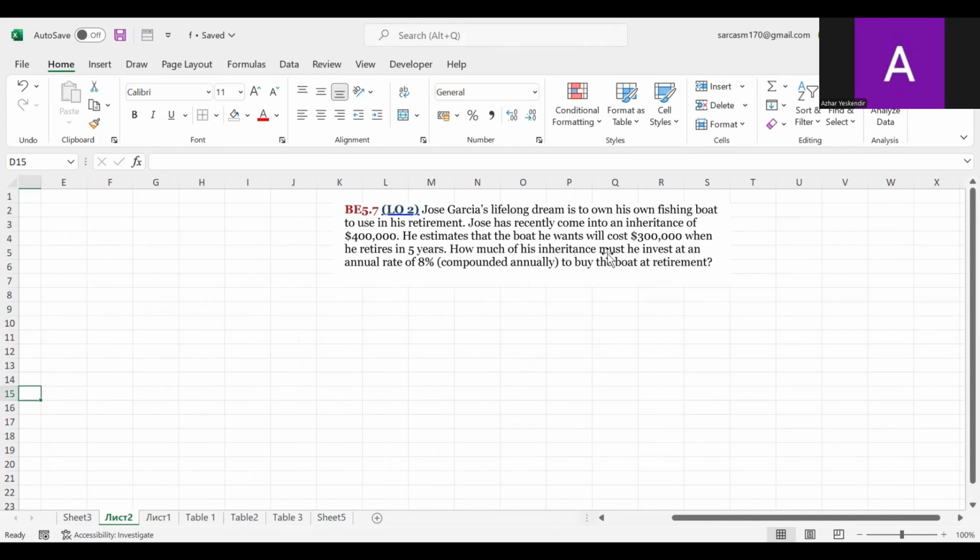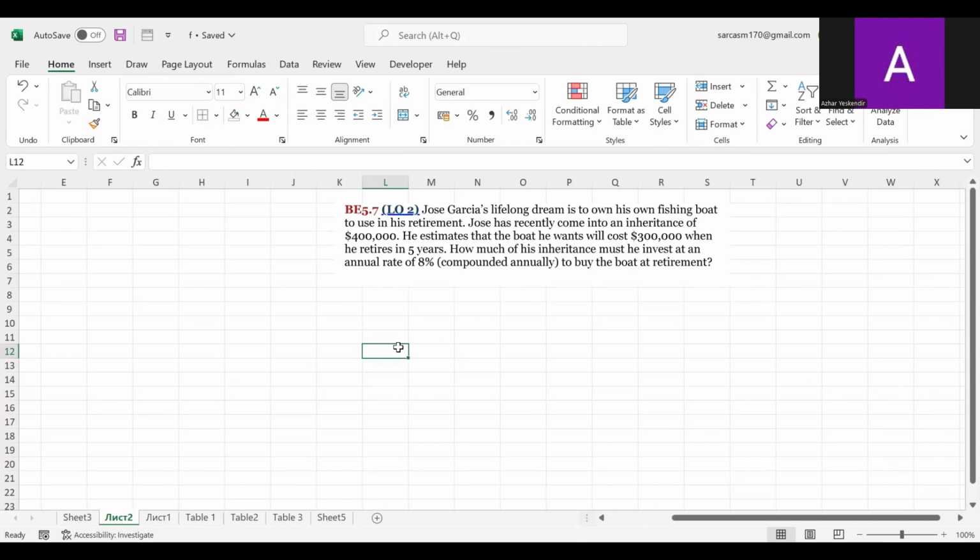5.7. Jose Garcia's lifelong dream is to own his own fishing boat to use in his retirement. Jose has recently come into an inheritance of 400,000. He estimates that the boat he wants will cost 300,000 when he retires in 5 years. How much of his inheritance must he invest at an annual rate of 8% compounded annually to buy the boat at retirement?